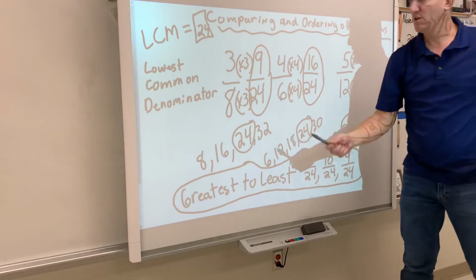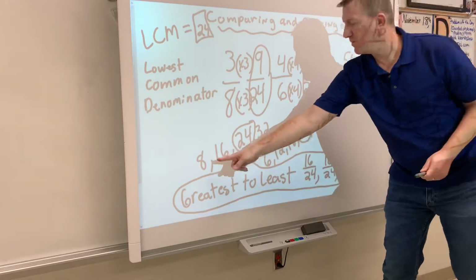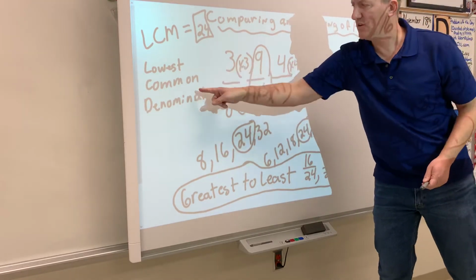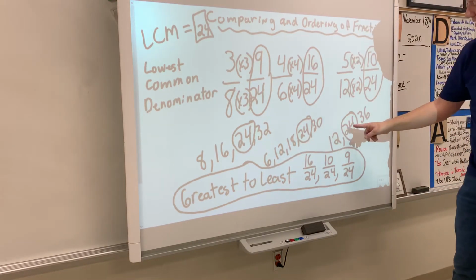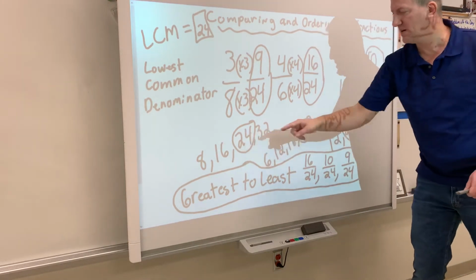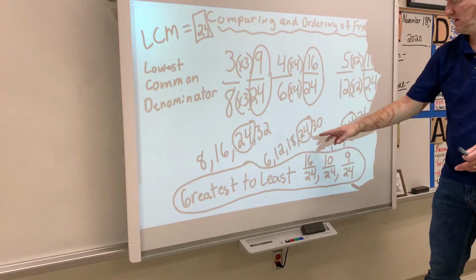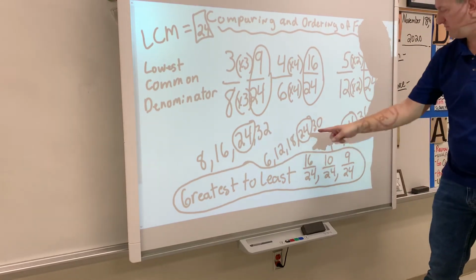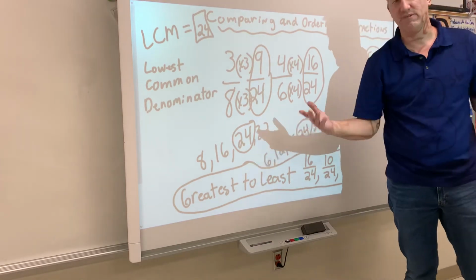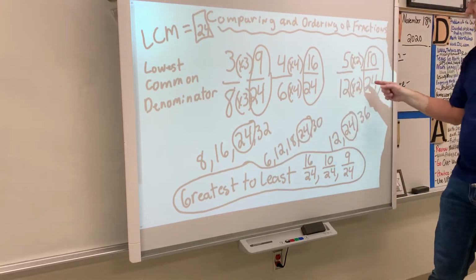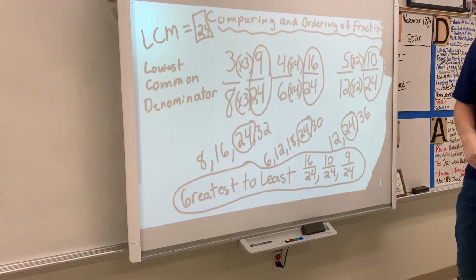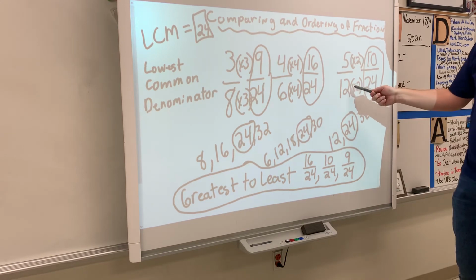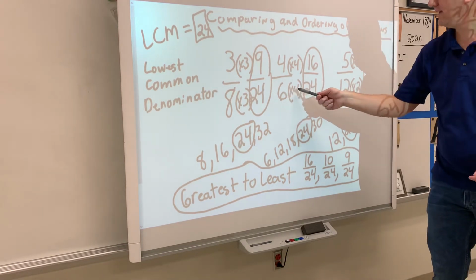Remember the steps. First of all, we had to skip count to find the lowest common denominator. So we had to skip count by each one. You pick the smallest number that they each have. In this one, the only number they had was 24, so that was the lowest. So we had to change each of those to 24 so we could compare them.